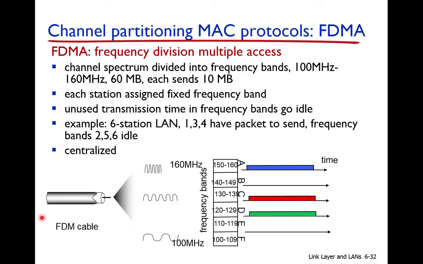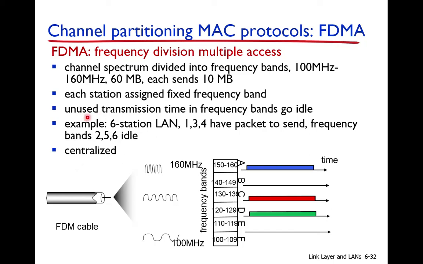Okay. So each station is assigned a fixed frequency. For example, A is assigned to always send the data on the frequency bandwidth from 150 to 160. B will be sending the data from 140 to 149. So each station is assigned a fixed frequency bandwidth. And who assigns it? It is basically assigned by a centralized node. There is a centralized authority who assigns it. For example, if you are using cable media, the cable operator assigns it.